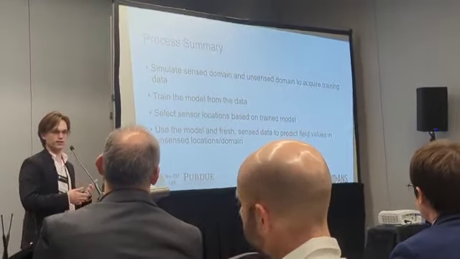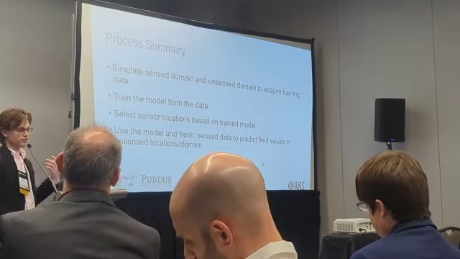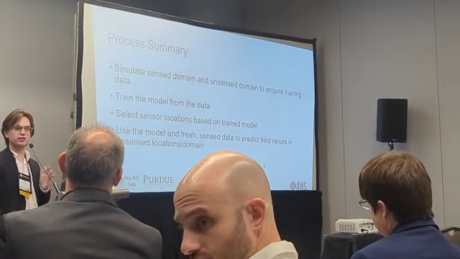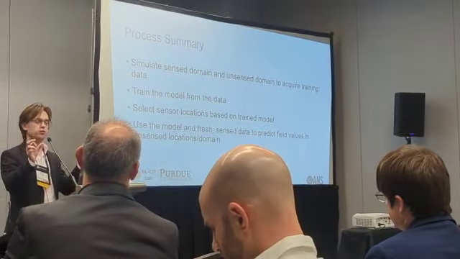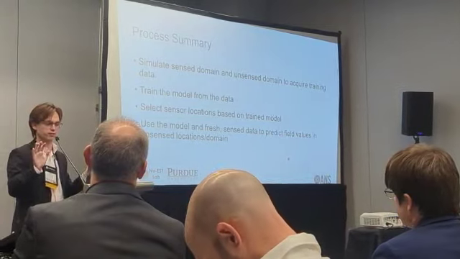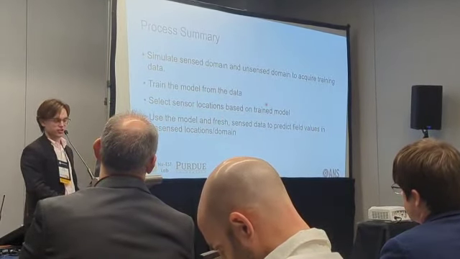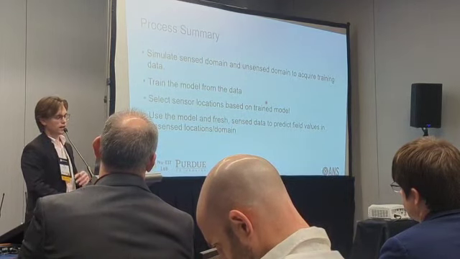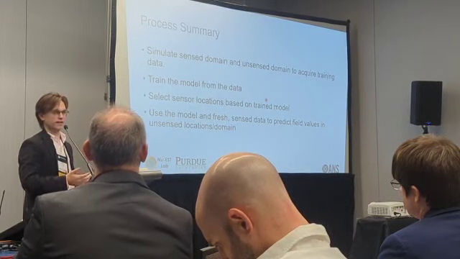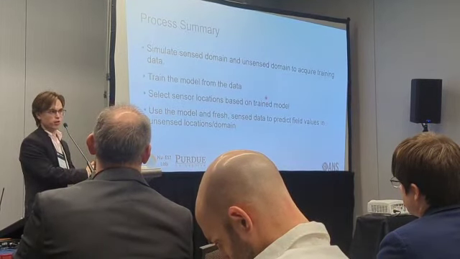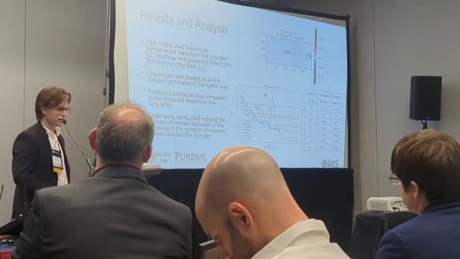So in summary, before I get to the actual results of this present study, this method relies on simulating a sensed domain and an unsensed domain. So a place where we want to put some sensors and a place where we want to know about something but don't want to put sensors. We then train the model from the data, select sensors based on the trained model, and we use the model and then some fresh sensed data in the real world, or in my case, some test data that the model never saw while it was training, to predict fields in the unsensed locations in the domain.